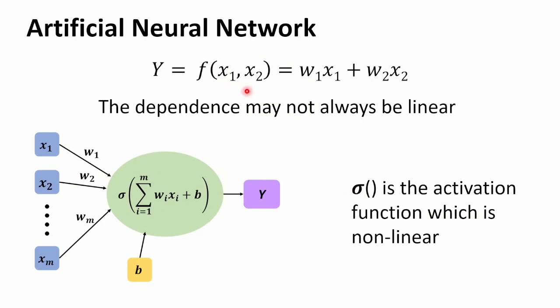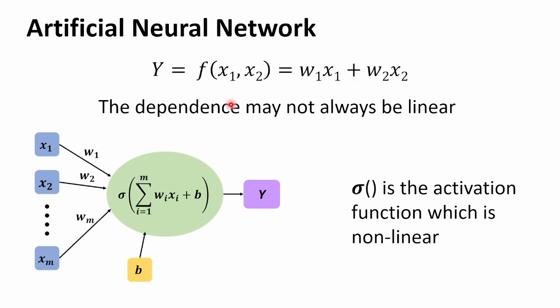In classical machine learning models, we looked at this equation where y is the target value that you want to predict given x1 and x2. And we said we could use an equation that looks like this, which is w1x1 plus w2x2. But this assumes that the relationship between x1, x2 and y is linear. But what if the relationship is not linear?